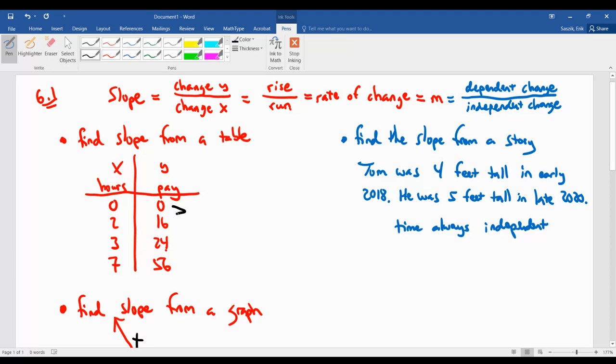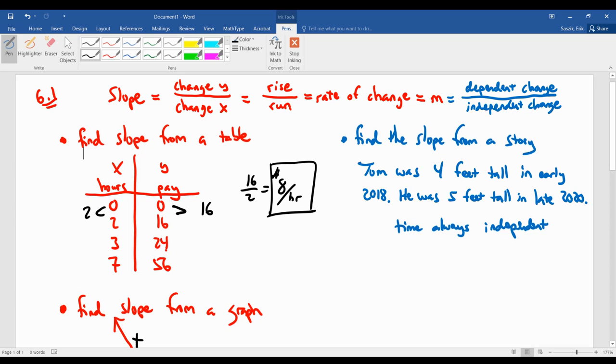So we want to look at the actual change from 0 to 16. That's an addition of 16. From 0 to 2, that's 2. So we put the change in y. Remember, this is the y over here on the right. 16 over 2 would give us a slope of 8. And this would be 8 over 1, but we would just write 8. And remember, this is pay, so this is probably like $8 per hour. Because remember, the second thing is what goes on top.